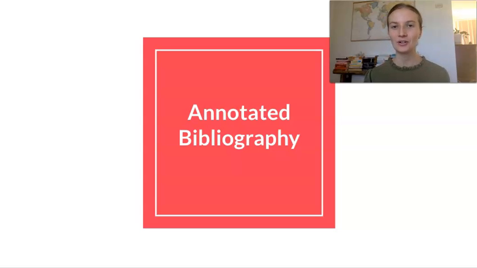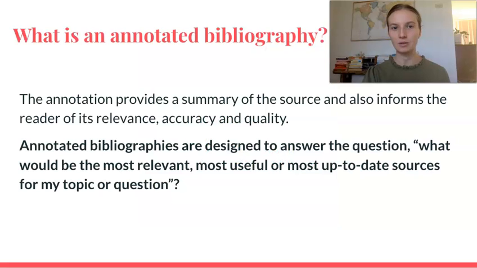This is my tutorial on how to write an annotated bibliography. Now first, what is an annotated bibliography? It is an alphabetical list of citations and annotations that provide a summary of what is happening in the journal article. Annotated bibliographies are designed to answer the question, what would be the most relevant, most useful, or most up-to-date sources for my topic or question?